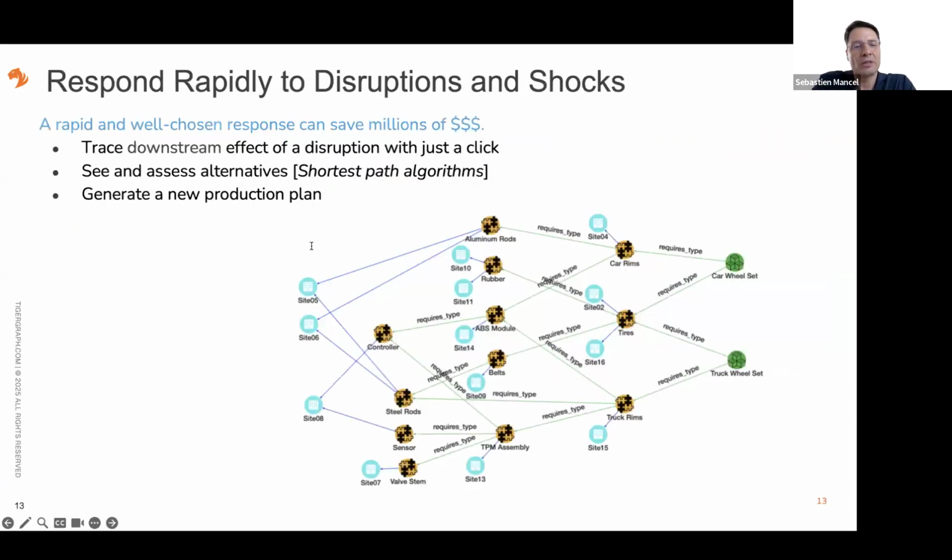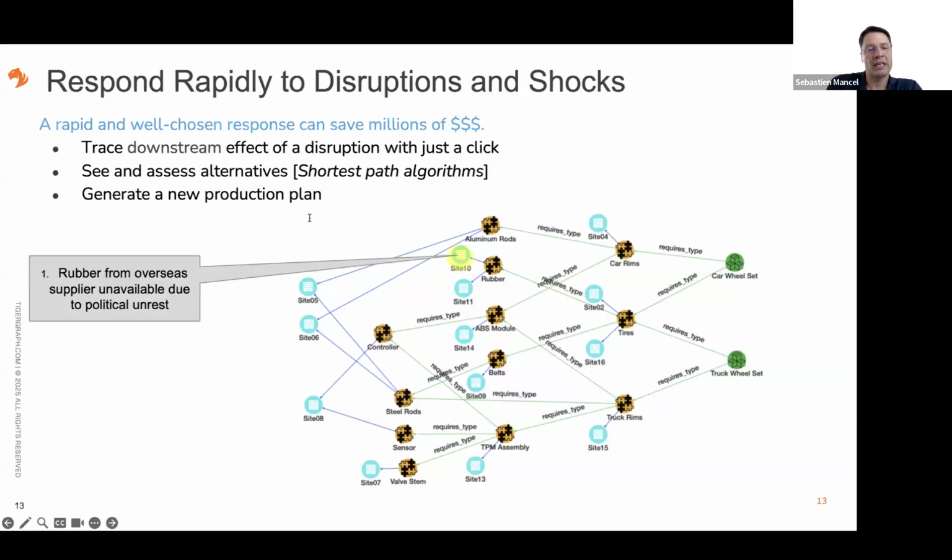All right, in this example, we're going to tie everything together. We're going to show how graph-powered digital twins enable rapid response during disruptions. So as we've seen so far in supply chain, disruptions are inevitable. We've mentioned the three catastrophic examples at the beginning of the webinar. Disruptions will happen. But what matters most is how quickly you can trace the downstream effects of a disruption, identify alternatives, and re-optimize the production plan. So here's the scenario.